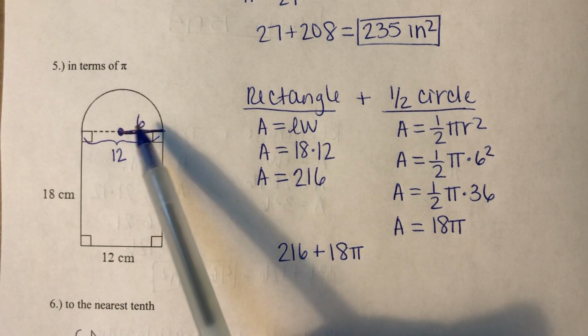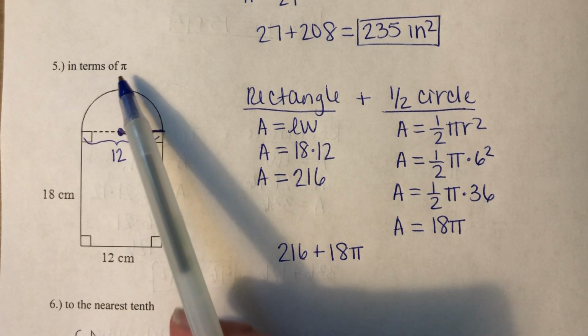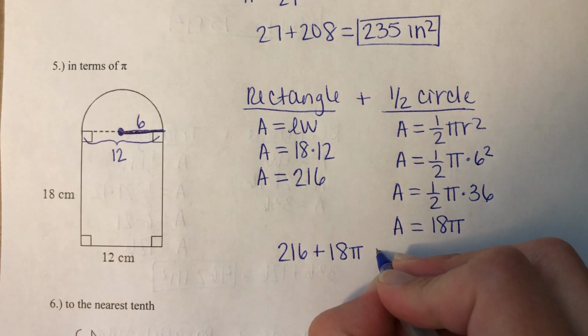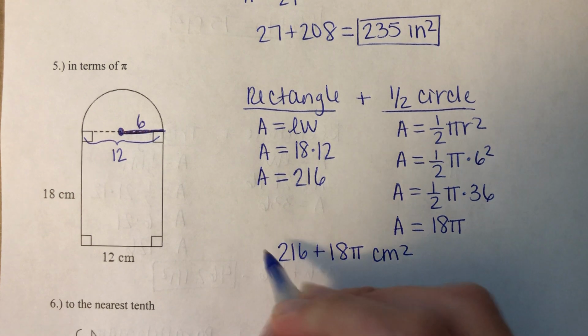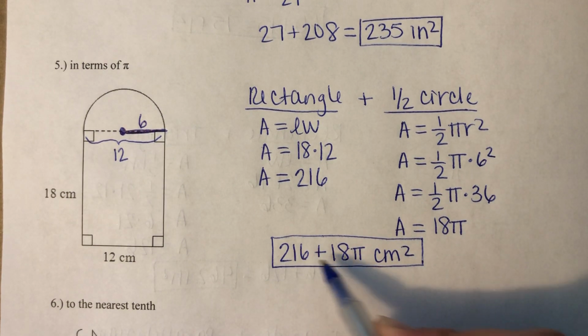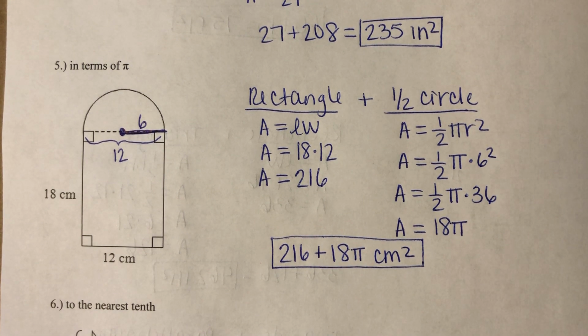Remember, they want the answer in terms of pi, which means they want a pi in the answer. We're actually gonna leave our answer just like this. I'm gonna throw the units on real quick. Because I cannot add 216 with 18 pi because the 216 doesn't have a pi on it. They're not like terms. So it just gets left just like that. If they both had a pi, then you could totally add them.